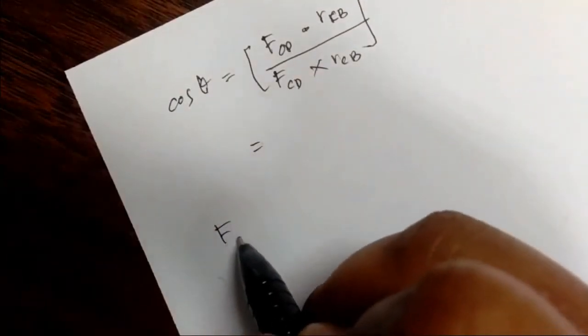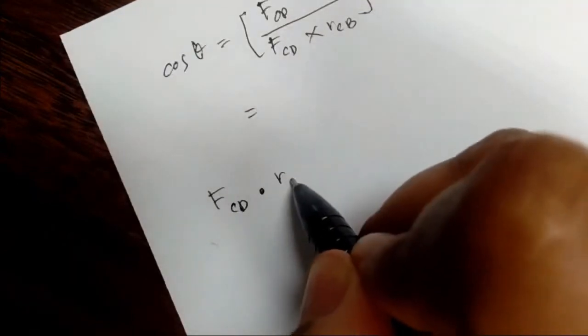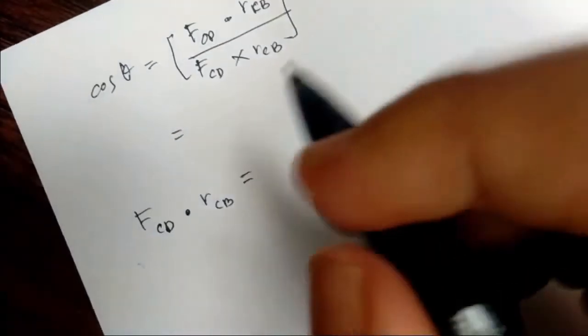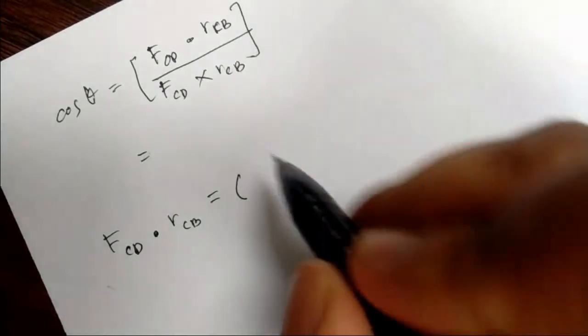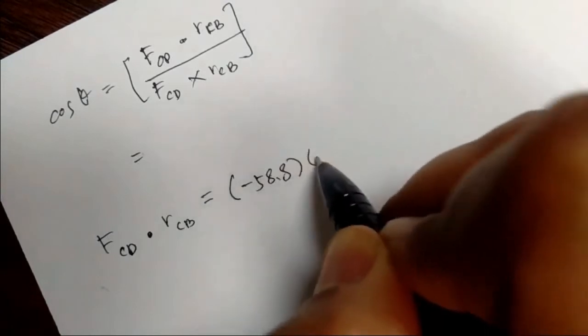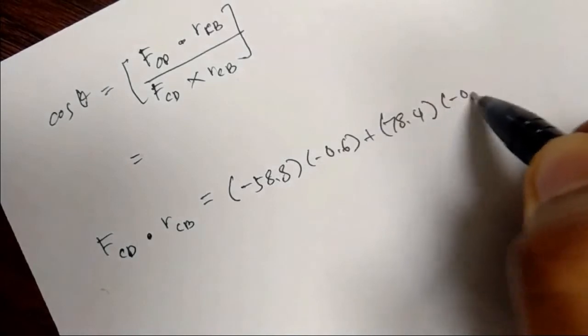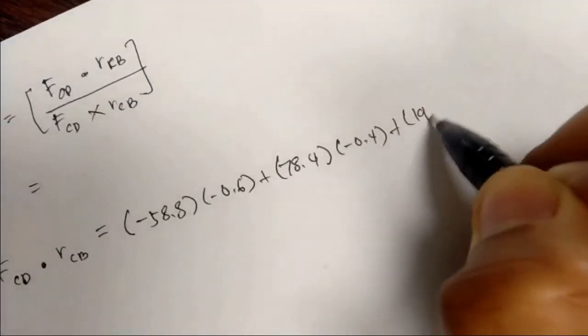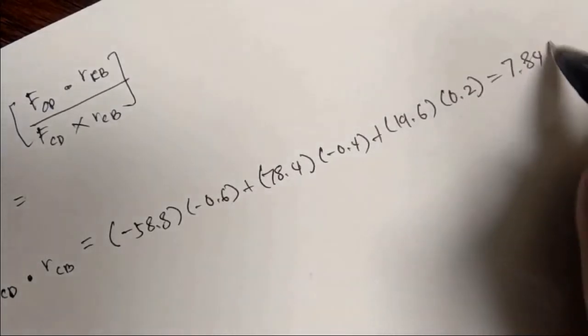Okay. So FCD dot product with RCB, you will simply multiply x with x, y with y, and z with z. Remember the dot product formula: 58.8 times 0.6, 78.4 times 0.4 plus 19.6 times 0.2, equal to 7.84 Newton meter.